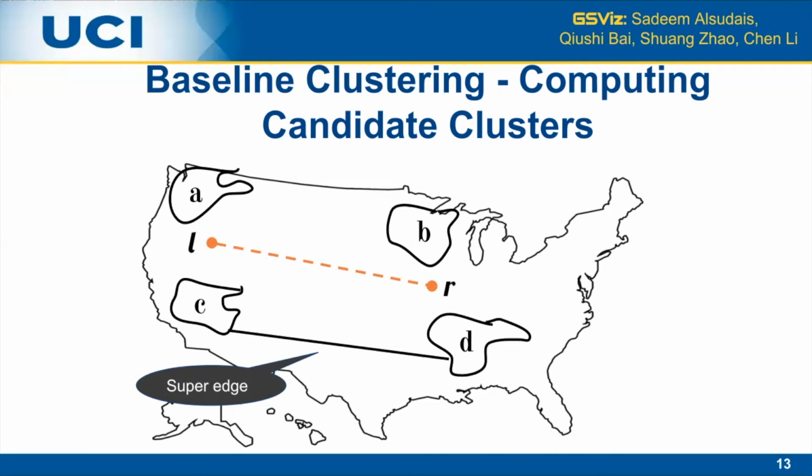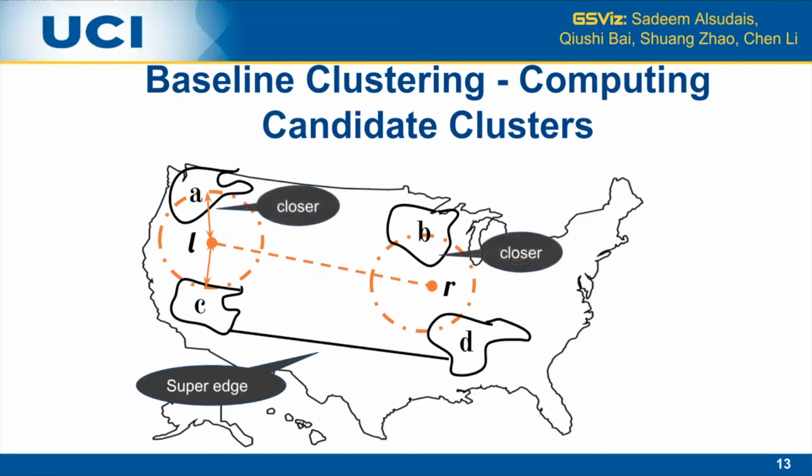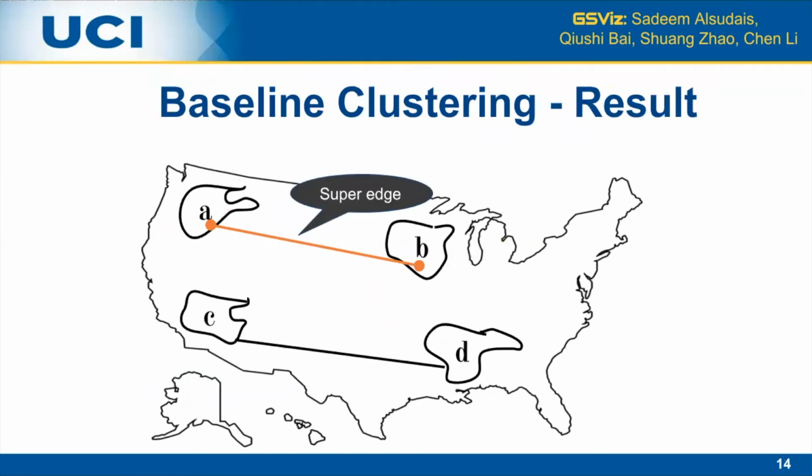The algorithm uses a predefined radius to perform a range search around the vertex. We know clusters A and C are in L's range. Similarly, B and D are in R's range. Following the algorithm's policy, a point is merged into its nearest cluster. That means that L is merged into A and R is merged into B, resulting in a new super edge.